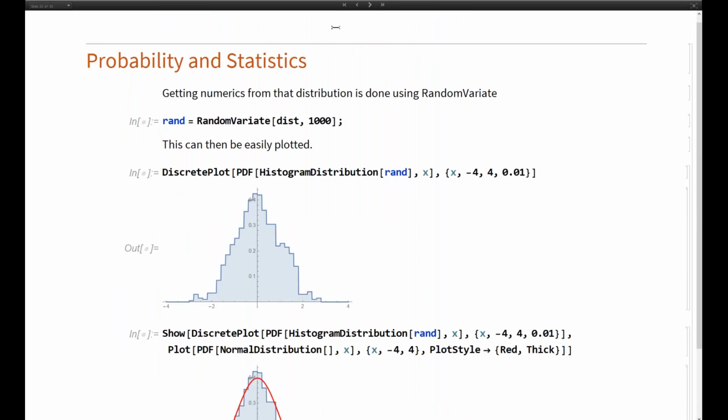But that's not the only thing you can take a look at doing with such a functionality. If at any point you wish to sample various values from that distribution, you can do. In which case this can quite easily be plotted just by asking for the probability density function of the histogram distribution of that particular randomly generated set of numbers.